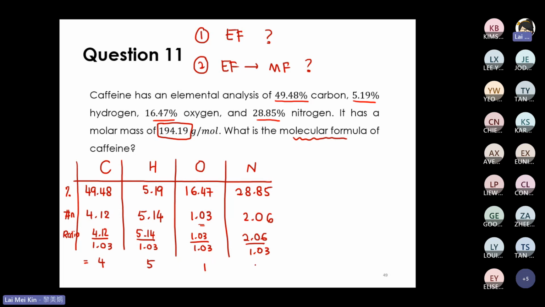And then this one is? Okay, so what's the empirical formula? C4H5O1 and N2. Okay, so this is the empirical formula. You want to find how many times it has been simplified to get the molar mass, the relative molecular mass of 194.19.